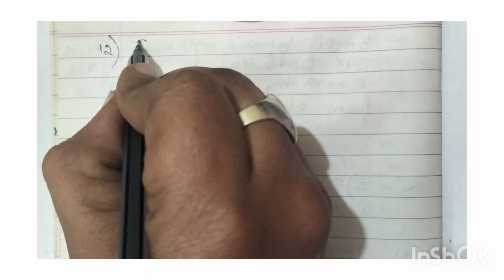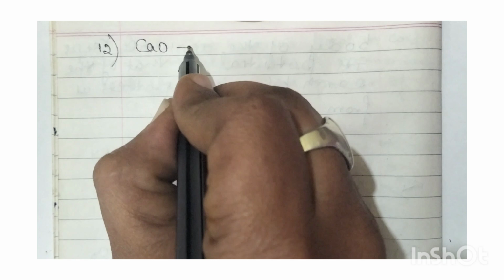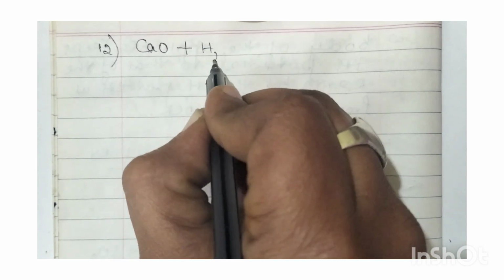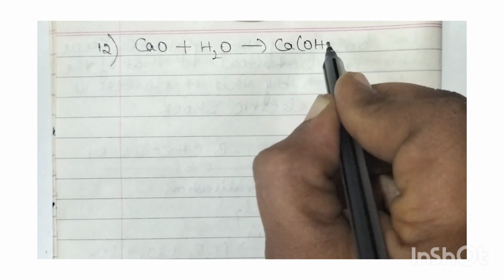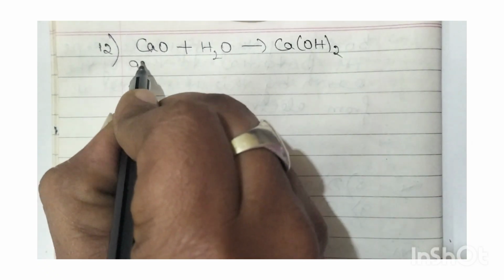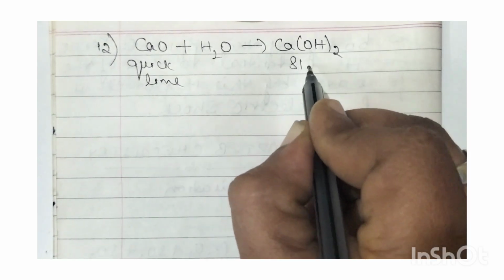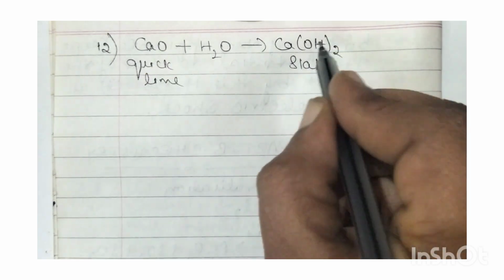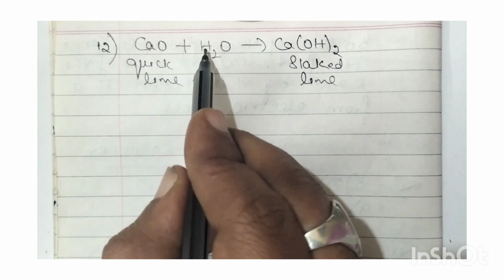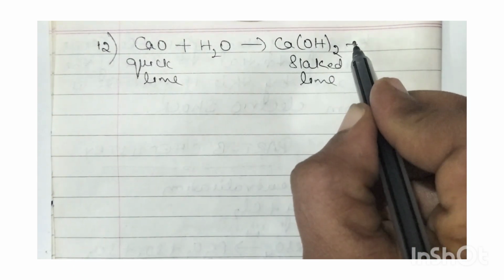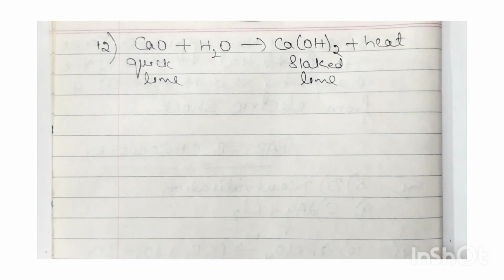So the reaction, calcium oxide. When this calcium oxide reacts with water, it forms calcium hydroxide. This is quicklime and this is called slaked lime. This is lime water. So this is slaked lime. When calcium oxide reacts with water, it forms calcium hydroxide. Along with the calcium hydroxide, it releases heat.